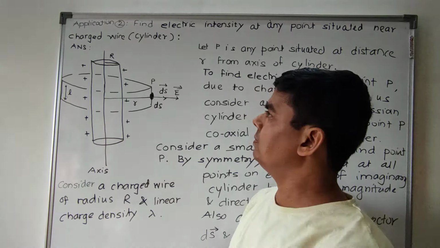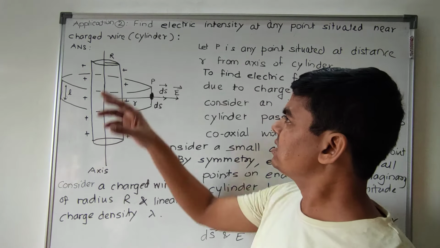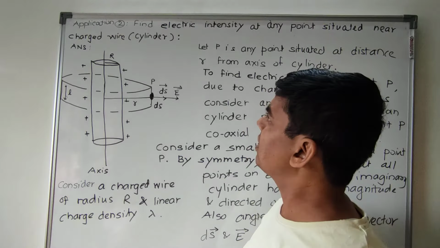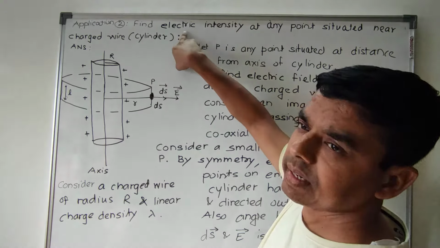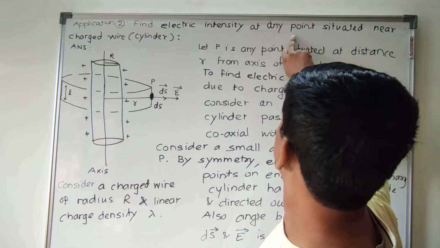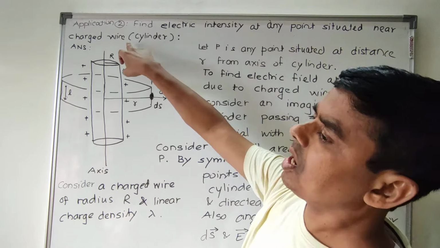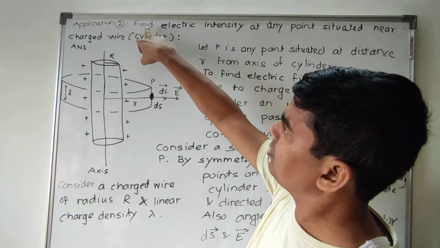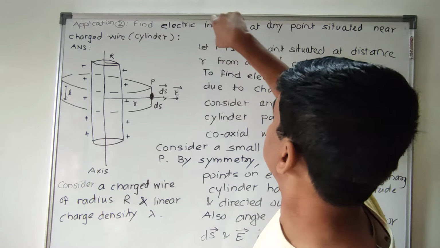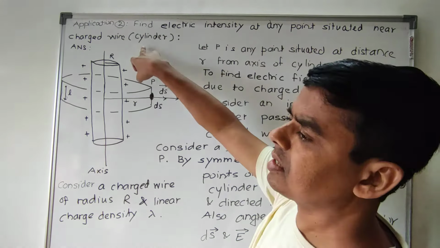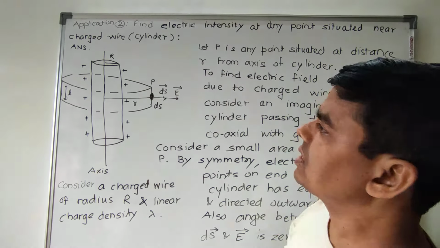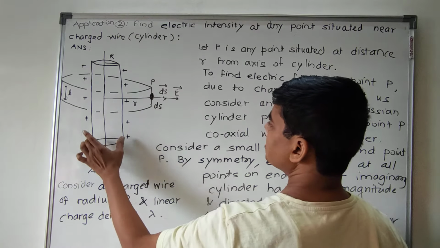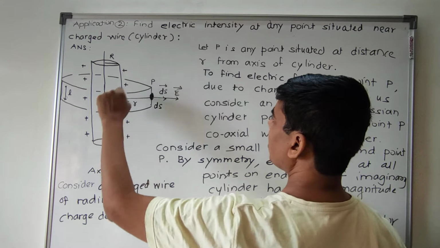Hello friends, now we are going to discuss the second application of Gauss's theorem. The application is to find the electric intensity at any point situated near a charged wire. Charged wire means charged cylinder. So the question will be: find the electric intensity at any point situated near a charged cylinder with the help of Gauss's theorem. For that, consider a charged cylinder having radius capital R.